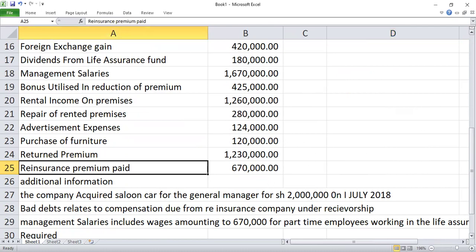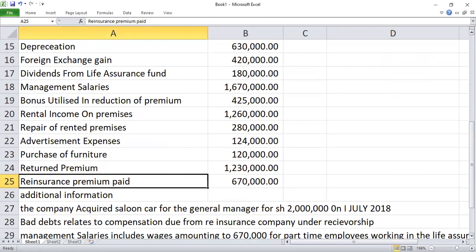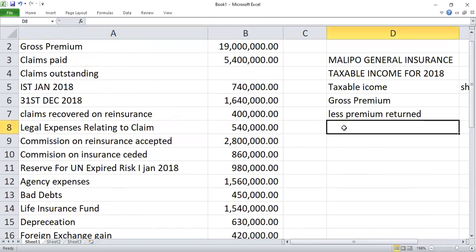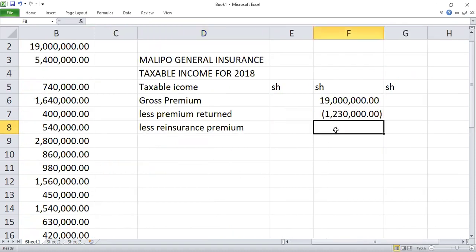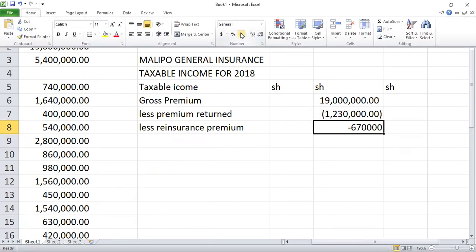It is 670,000, so we are going to subtract it. Less reinsurance premium. So this gross premium, we are subtracting only two things: the premium returned and the reinsurance premium. And if you look at the reinsurance premium, we have in the question 670,000. It's equal to minus 670,000. So I can just put it with a comma, 670,000.